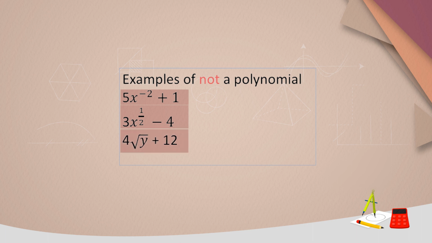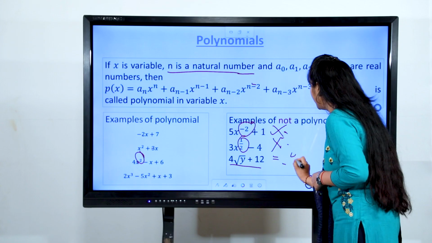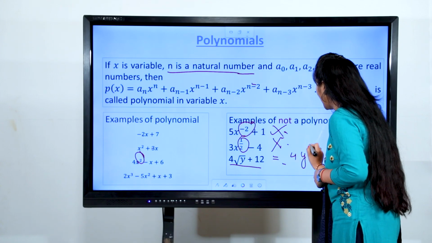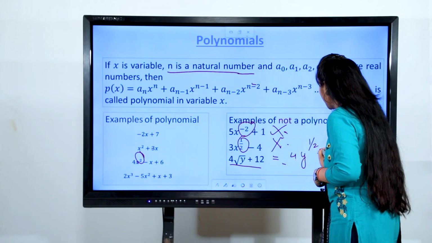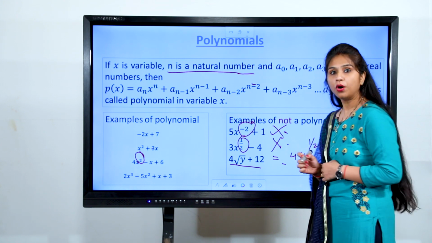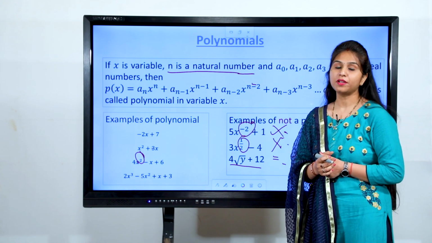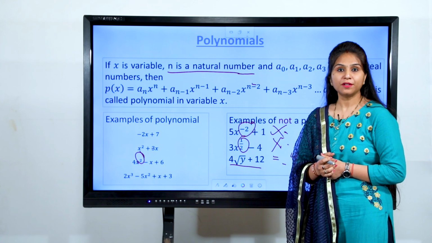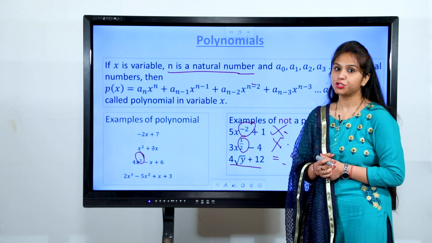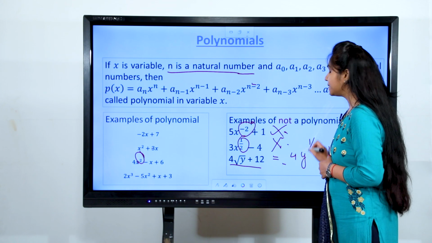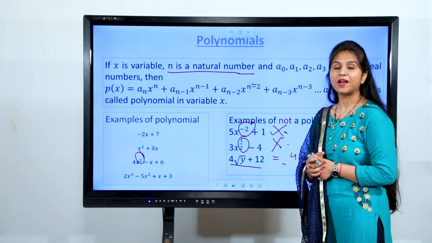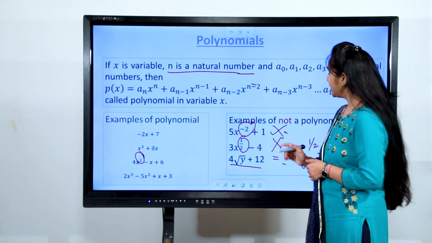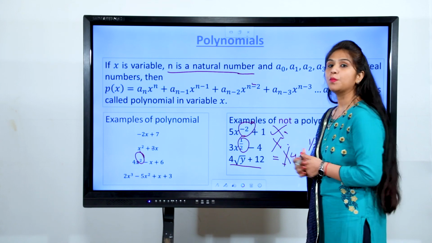In the last example, we have 4 under root y plus 12. When you rewrite this expression, it becomes 4 y power 1 upon 2 plus 12. As we all know, when we remove the root on any number, the power becomes 1 by 2. So again in this example, the degree of the variable y is 1 by 2, so this is not an example of a polynomial.